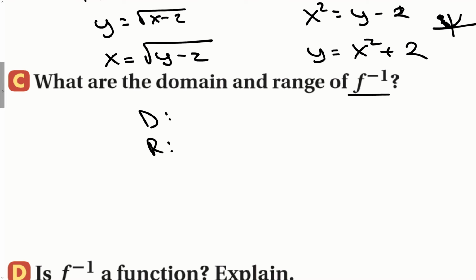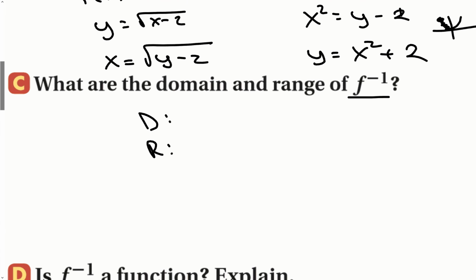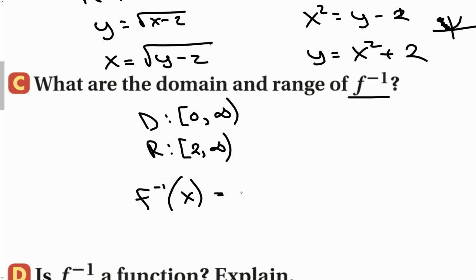And again, since x's and y's switch places, the domain goes from 0 to infinity. And the range, right, if I plug 0 in here, the lowest thing I can get is 2. And now my inverse function, f inverse of x, is going to be equal to x squared plus 2. I just take y and put it back to f inverse of x. So x squared plus 2, as long as x is greater than or equal to 0.